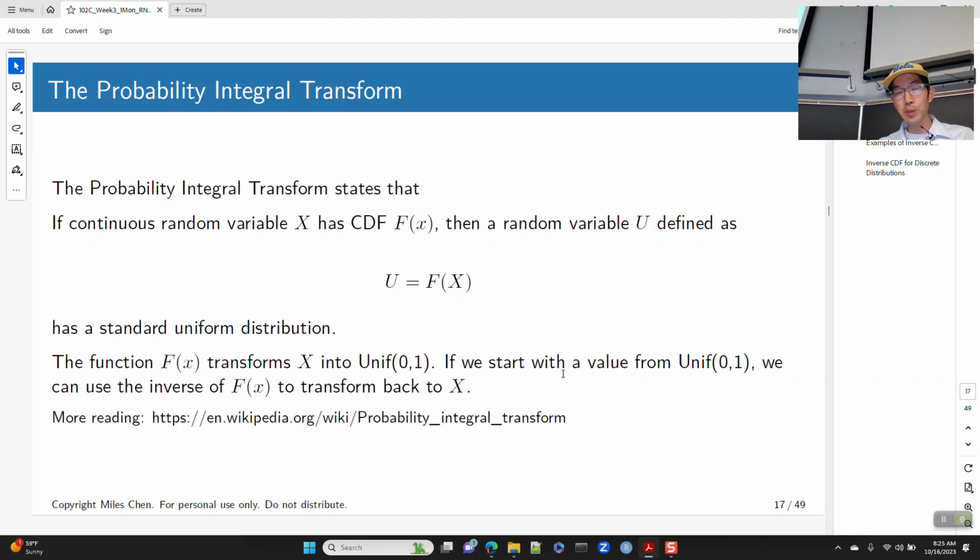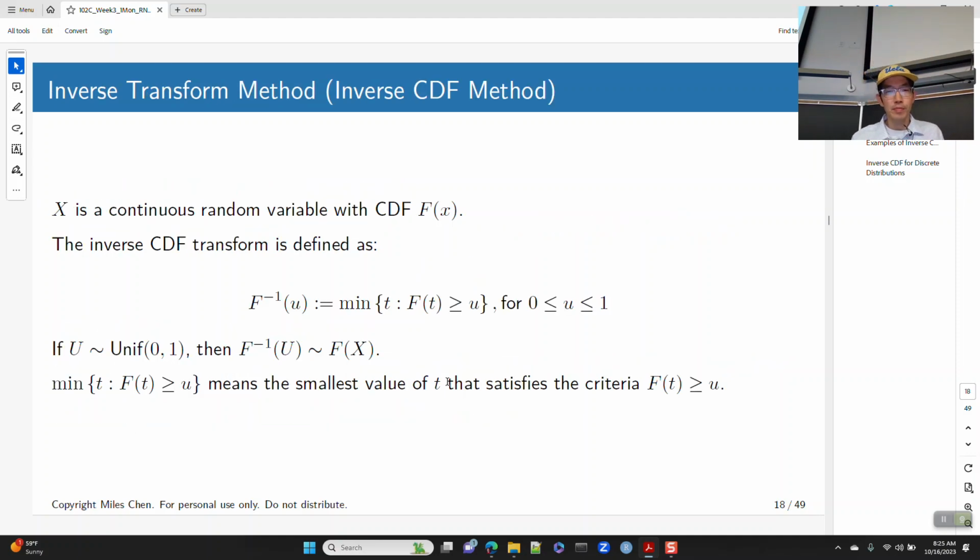And this is the principle of the inverse CDF: can I reverse it? And the answer is yes. If I start with a random uniform value between 0 and 1, I can use the inverse of the CDF, and that will transform it to a random variable of big X. So this is the definition of the inverse transform method, or the inverse CDF method.